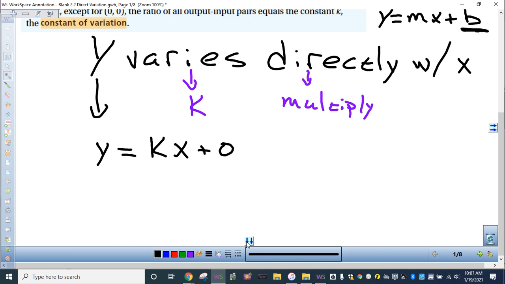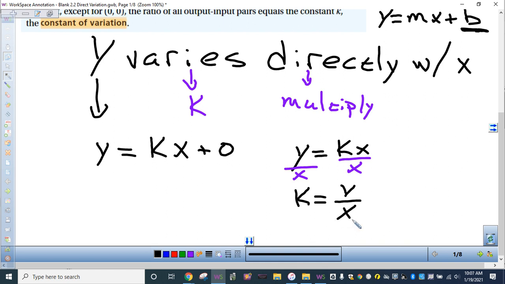So if we take y equals kx and we solve that for k, all you got to do is divide both sides by x, like that. And then k equals y over x.